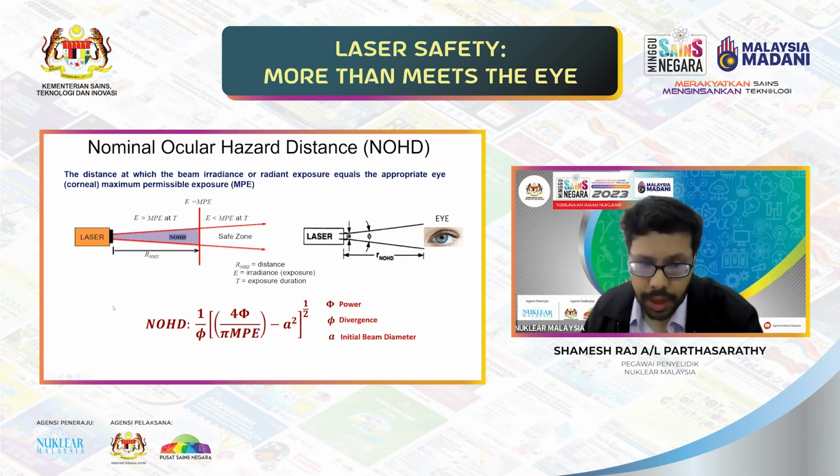The formula to calculate the NOHD is equal to 1 over the divergence, times the square root of (4 times the power divided by pi times the MPE, minus a squared), where a is the initial beam diameter. Again, I won't go into detail. I'll just present the results to each and every one of you.